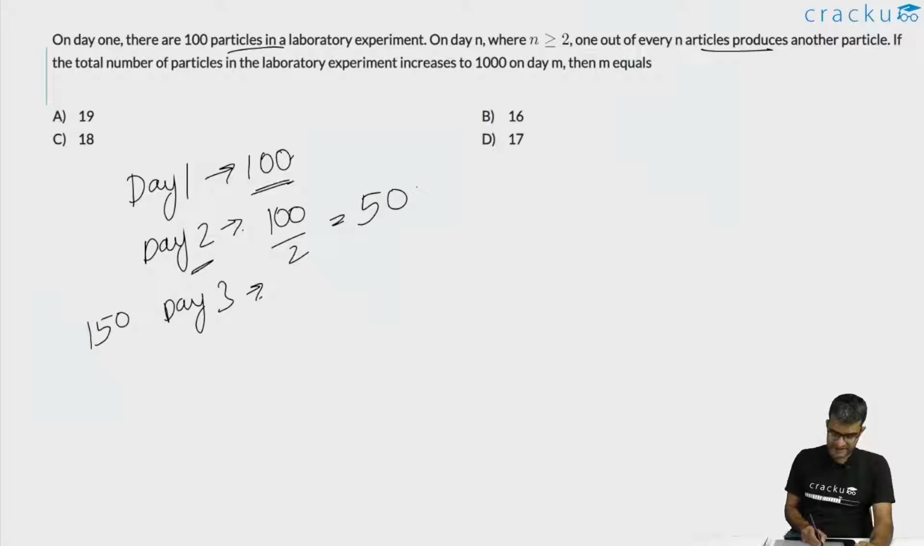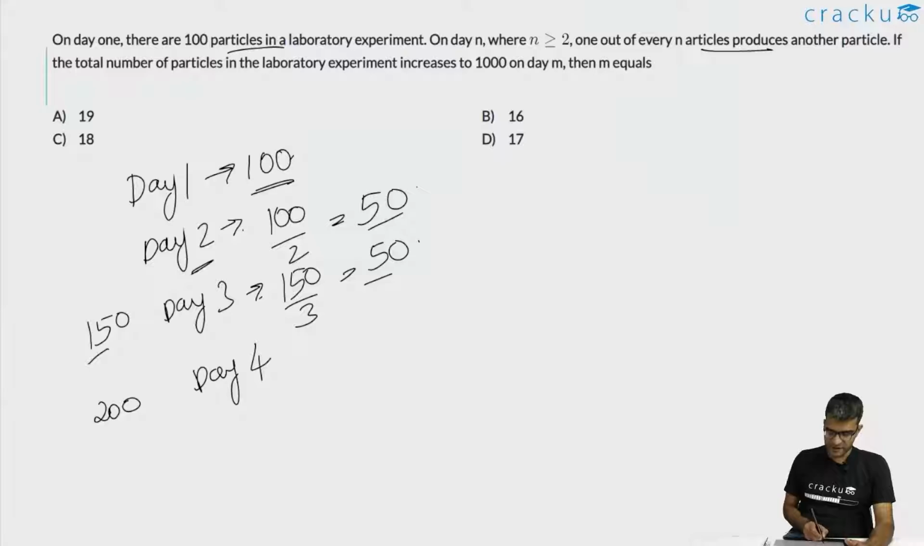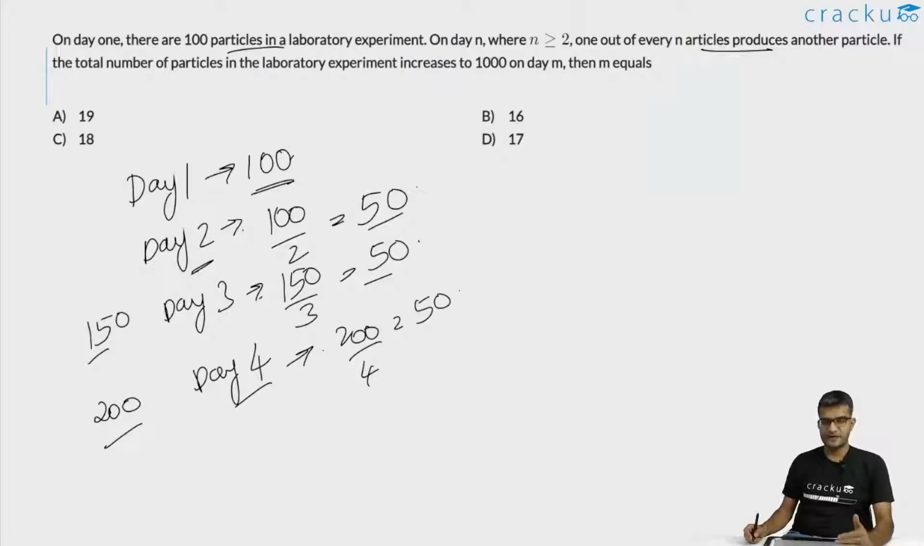It has 100 articles from day 1 and 50 articles from day 2. And on day 3, every third article produces a new article. So the number of new articles will be 150 divided by 3, which is again equal to 50. So now the total number of articles will be 150 plus 50, which is 200. And on day 4, the number of new articles that are produced will be 200 divided by 4, which is again equal to 50. So as you can see, every day 50 new articles are coming.